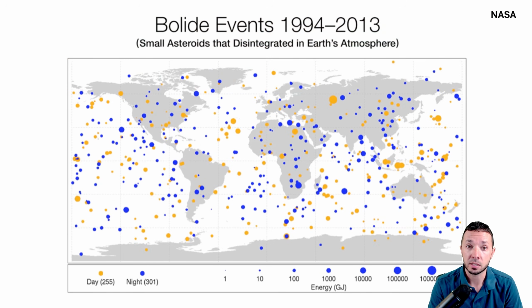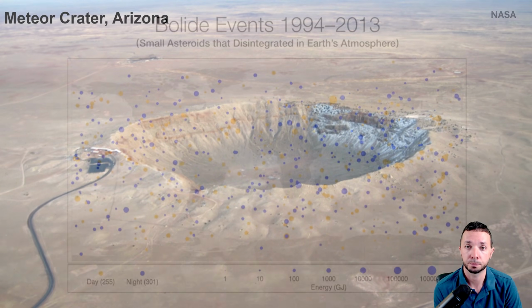And you could see this is going to be asteroid events from 1994 to 2013 that I found, and you could see a lot of them here. They're kind of randomly scattered throughout the planet, but these are the ones that disintegrated in Earth's atmosphere, and there's day and night. So there's a lot of them, the point being.